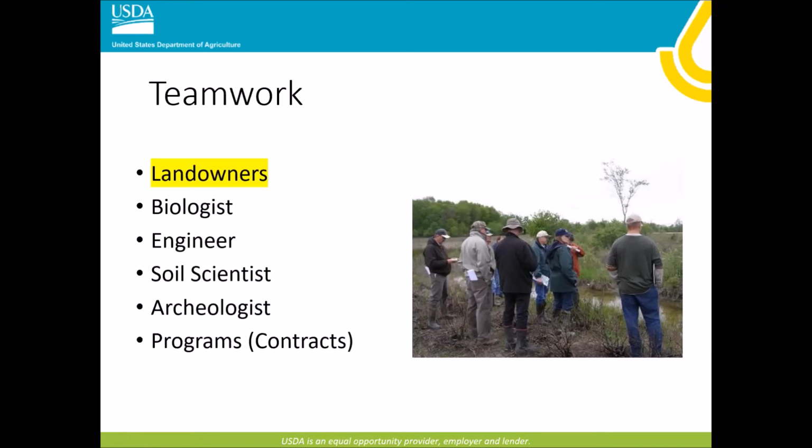And a person not to be overlooked in this list at the very bottom there is the programs and the contracts. Money does drive a lot of what we do, and keep this person in mind because some of the policies and the guidelines that are set from the programs or the contracts really alter how or where we can do some of this restoration work. All right, next slide.